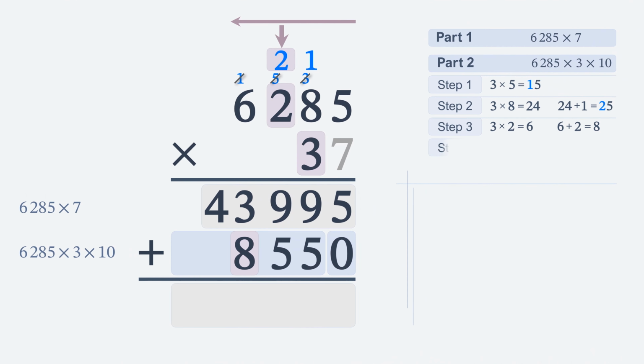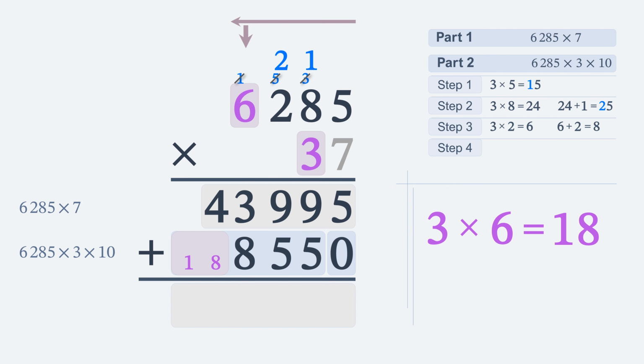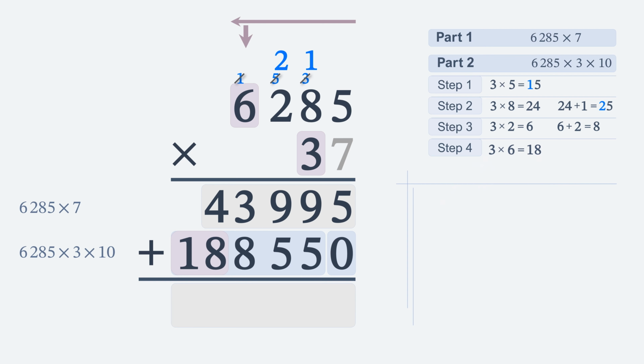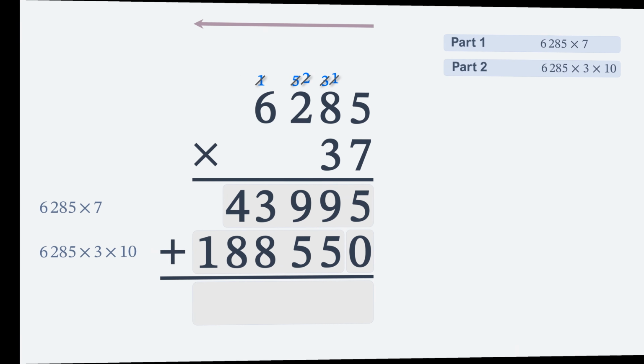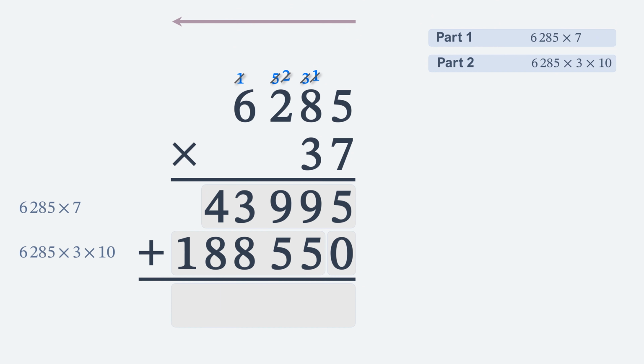Let's move on to the fourth and last step. We multiply 3 by 6, which equals 18. It's a two-digit number, but it's the last step, so we don't need to carry. Thus, we get the second part of our answer. 6,285 times 30 equals 188,550. All right, we finally completed all the multiplication steps. We've multiplied each bottom digit by each top digit.